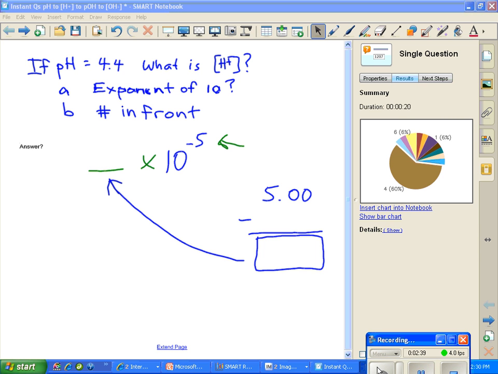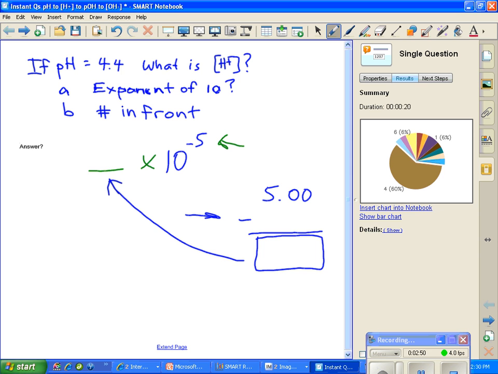Okay, let's look at it. What's the number that's going to go right in here? 4.4. Where does that number come from? Right up there. So that's the number that becomes the 4.4 that we subtract from the 5.00. So we put 0.6 here, 0.6.